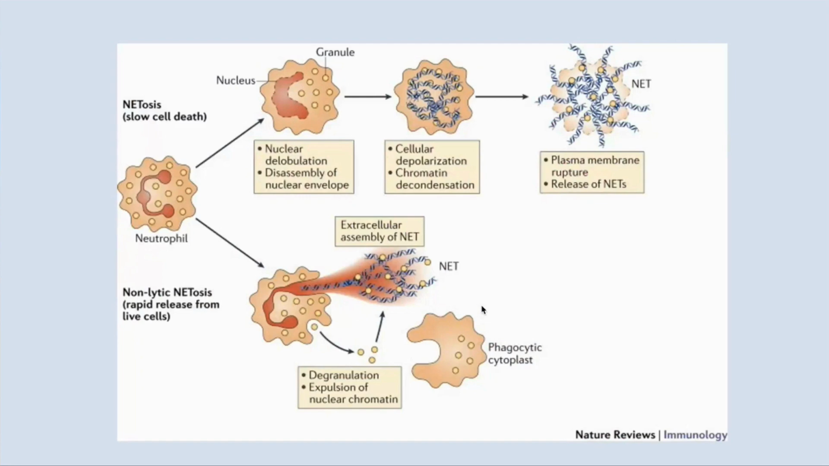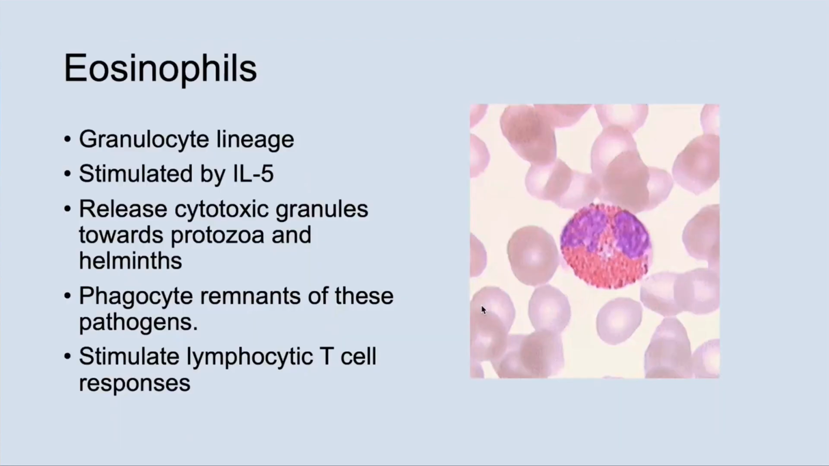Okay, silence. Excellent. So eosinophils. They're also granulocyte lineage, stimulated by IL-5. This is all important for a lot of reasons. You can measure some of these cytokines, but you can also see how it stimulates the adaptive T cell lineage. They release cytotoxic granules toward protozoa and helminths.